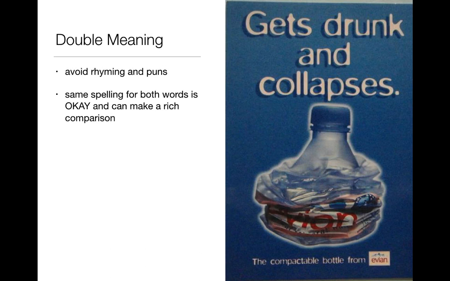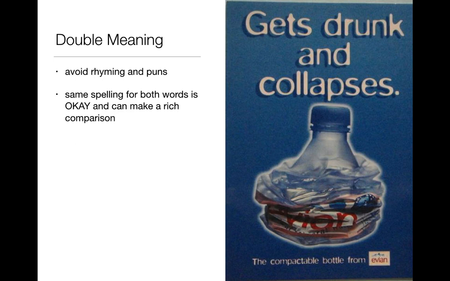Now, we've talked about the headline twist, and I want to expand on this and show how the visuals can really help with this headline twist. And one of those methods is using a double meaning. Now, we want to try to avoid rhyming and puns, as I've already said, but it's okay if you have a homonym and then you use the visuals to support the different ways of saying that.